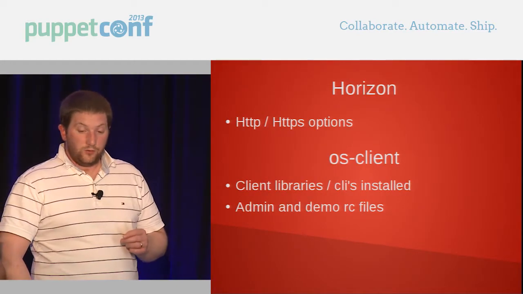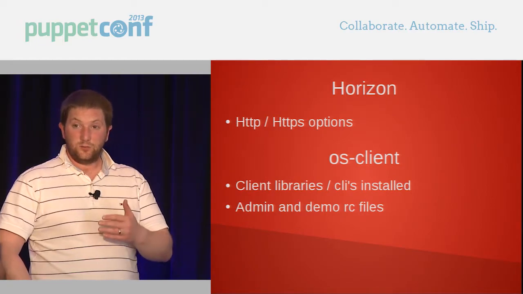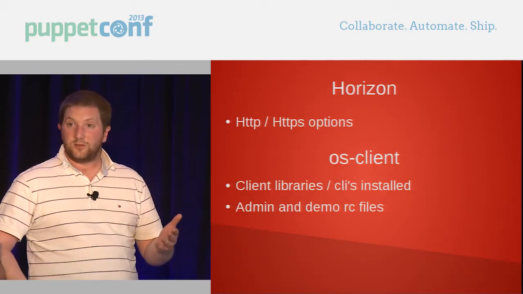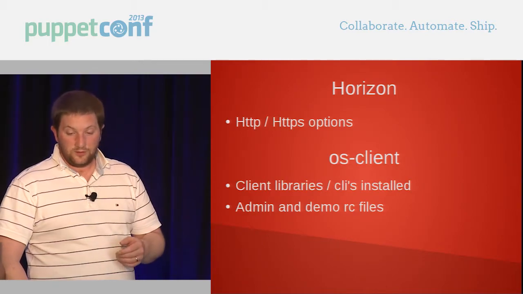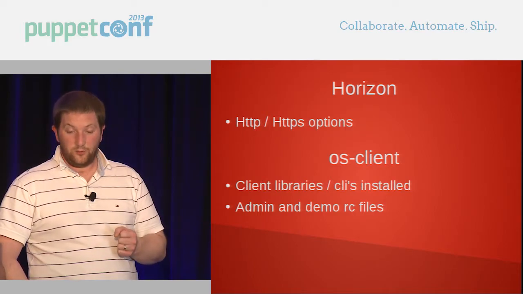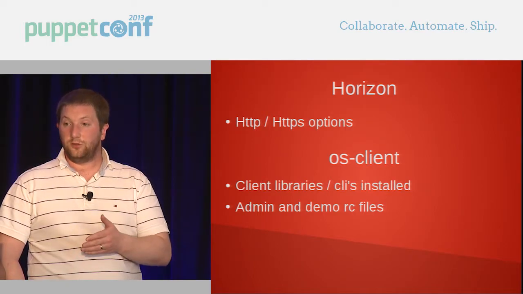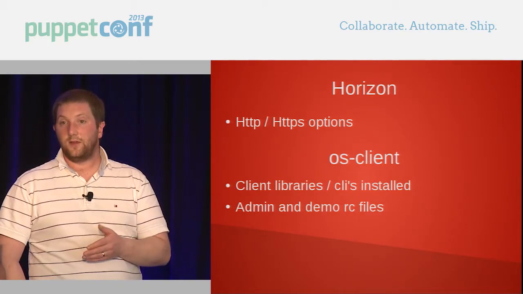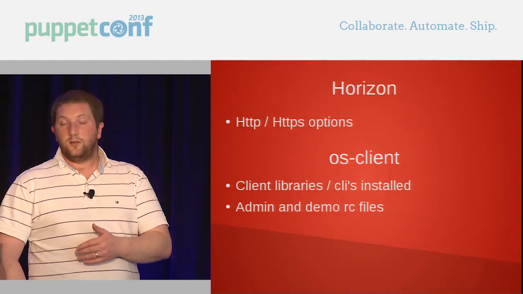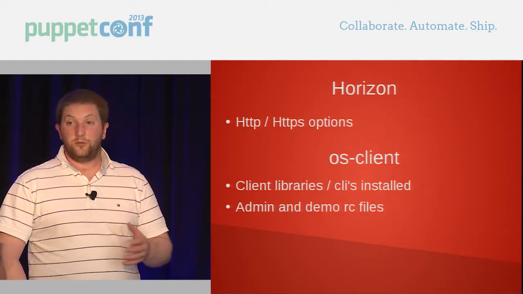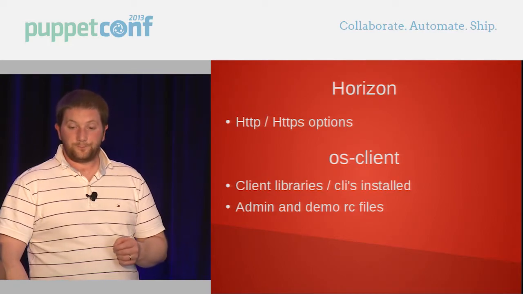There's two ways to interface with OpenStack, and both of these can be installed as well. First of all, Horizon, which is OpenStack's dashboard. We use the Horizon Puppet module to do this. The only real option for Horizon is to choose whether you want to interface with it using HTTP or HTTPS. If you have certificates, you can pass them to Packstack and it'll use them. If you don't, it'll register one for you.